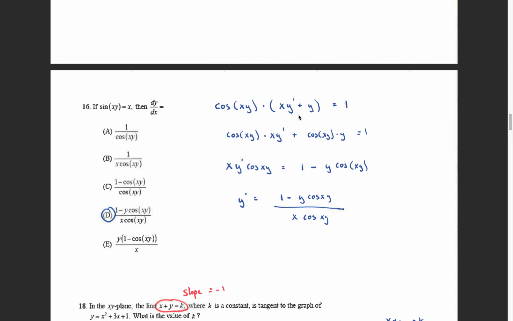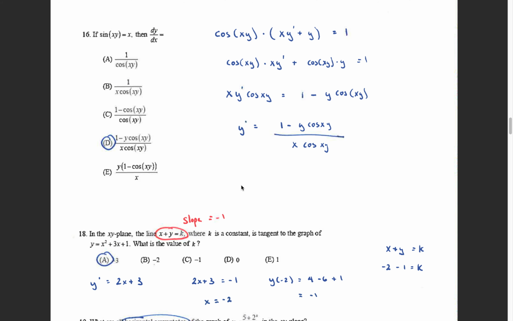And so we get this, and then we just do some algebra here. So it looks like I distributed this cosine to both of these terms. I moved this to the other side of the equation, and then I divided by x cosine xy and got this.